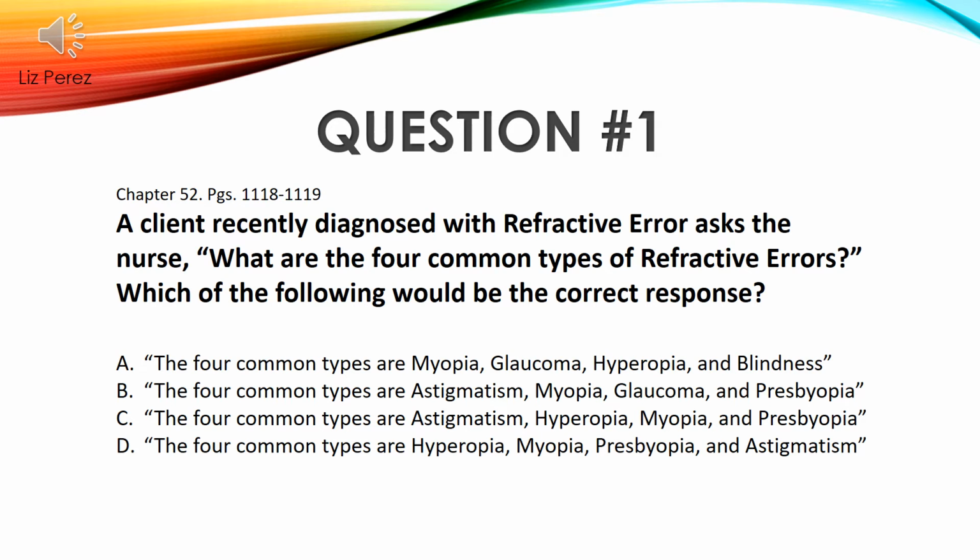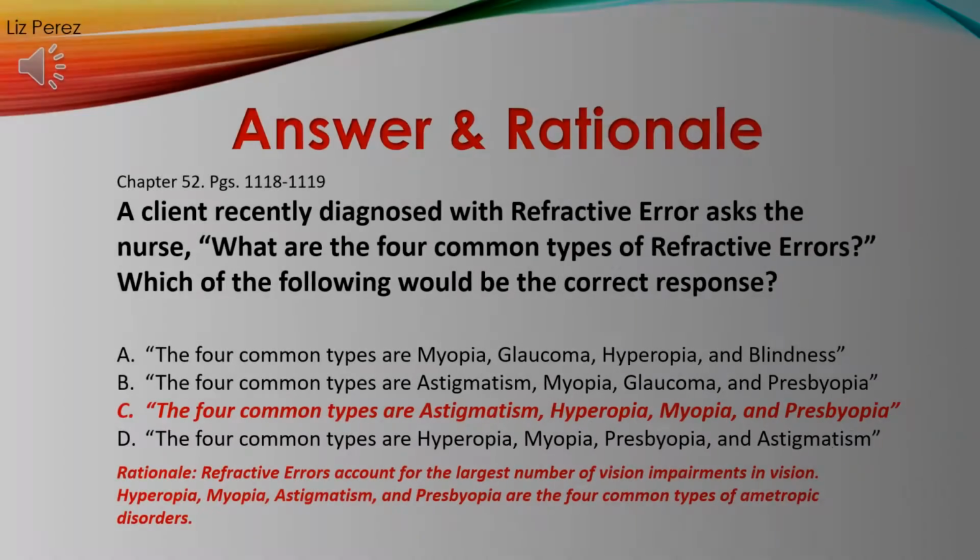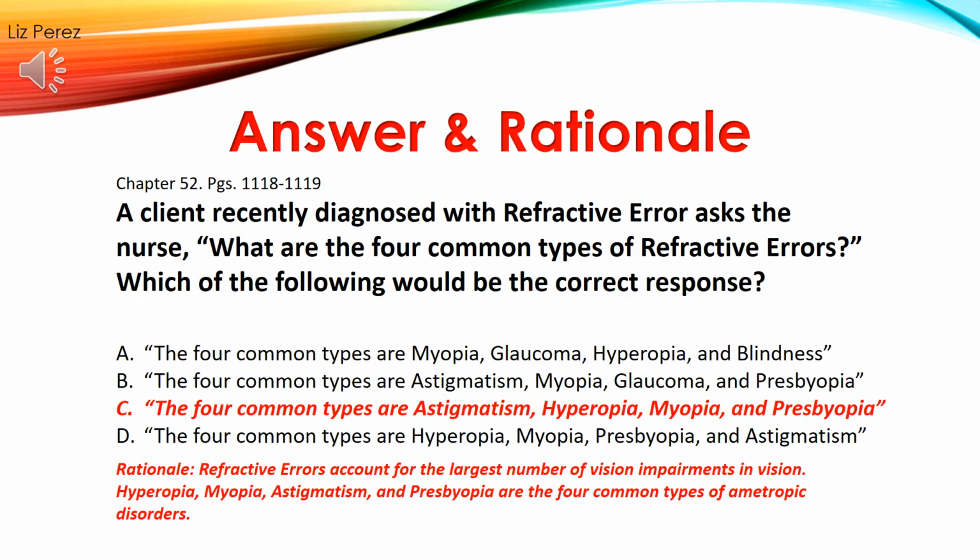Question number 1. A client recently diagnosed with refractive error asked the nurse, what are the 4 common types of refractive errors? Which of the following would be the correct response? The correct answer is C. The 4 common types are astigmatism, hyperopia, myopia, and presbyopia. Refractive errors account for the largest number of vision impairments. Hyperopia, myopia, astigmatism, and presbyopia are the 4 common types of refractive disorders.